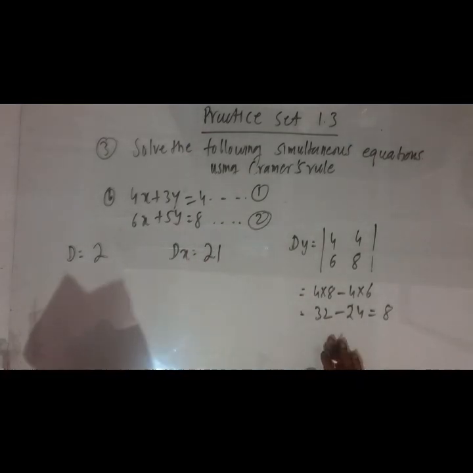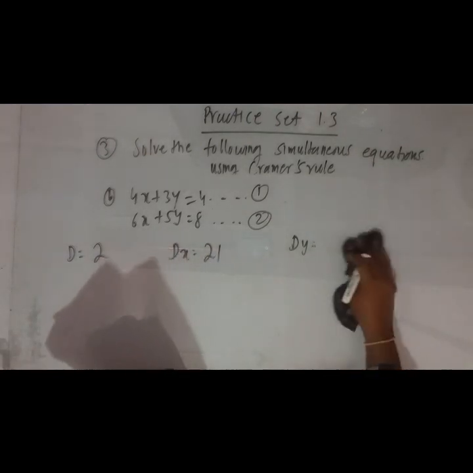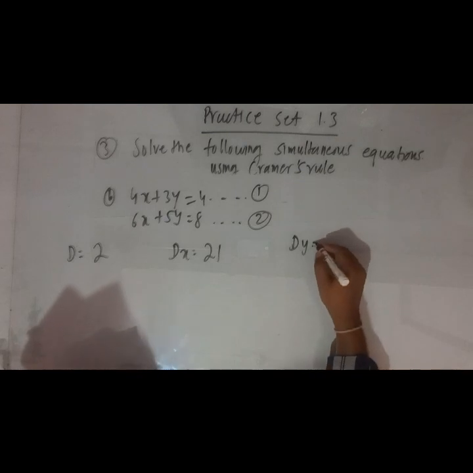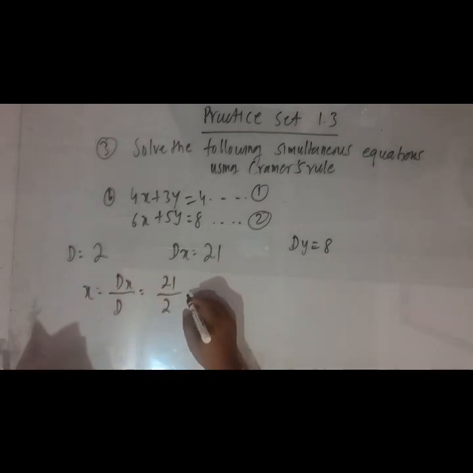And what is the value of dy? It is 8. Now you can find x, which is dx upon d. So that is 21 upon 2. So x is 21 upon 2.